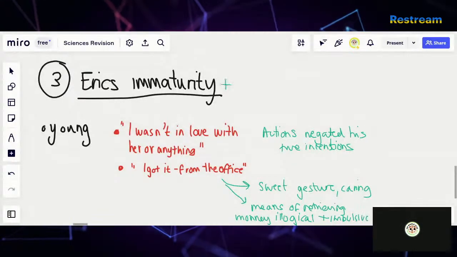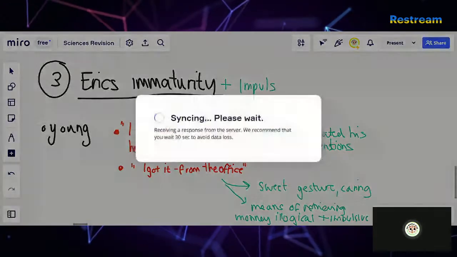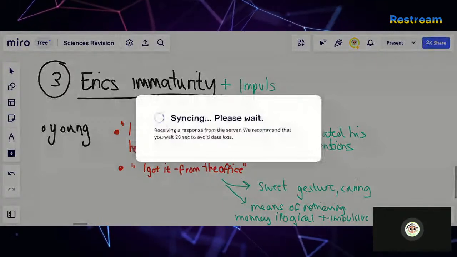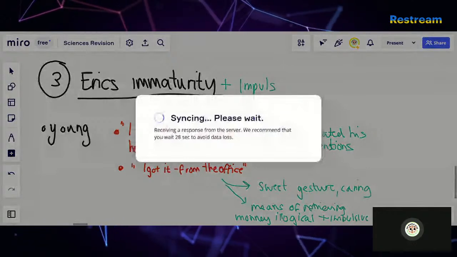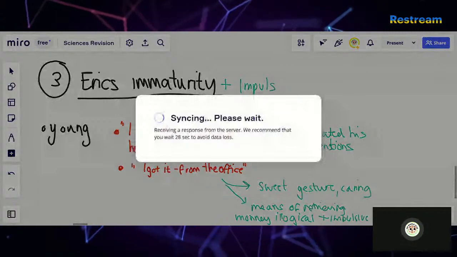So Eric's immaturity, and how it's back to the question. I keep asking, there's connection issues. I do hope this is working.